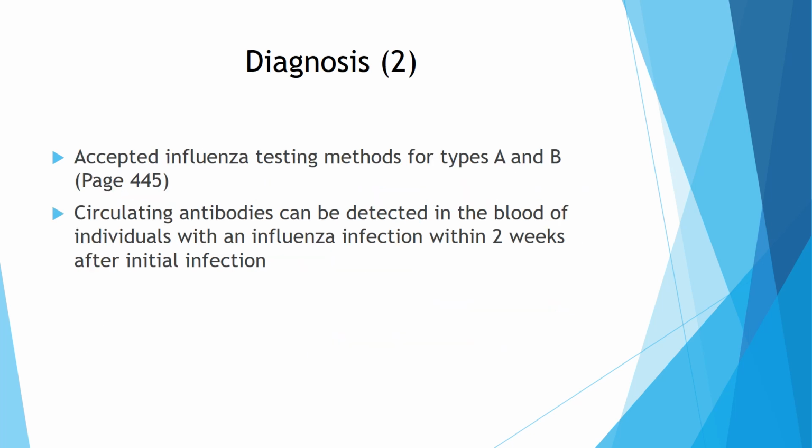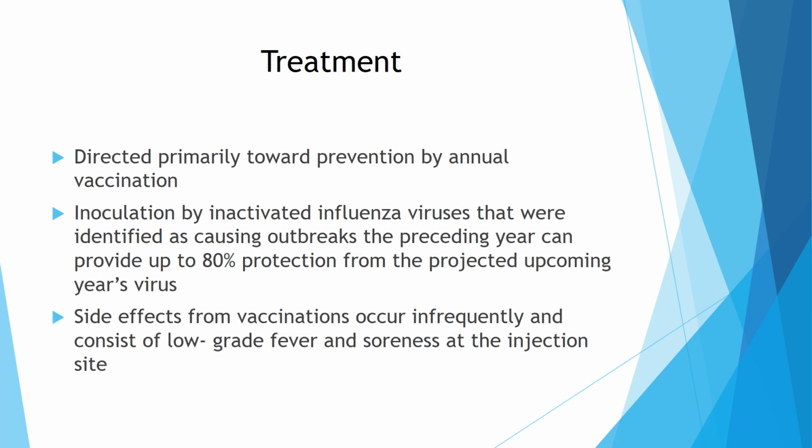So accepted influenza testing methods for types A and B are found on page 445 in your textbook. Circulating antibodies can be detected in the blood of individuals with an influenza infection within 2 weeks of initial infection. So 2 weeks after you become infected, you will begin to develop those antibodies to protect you moving forward.